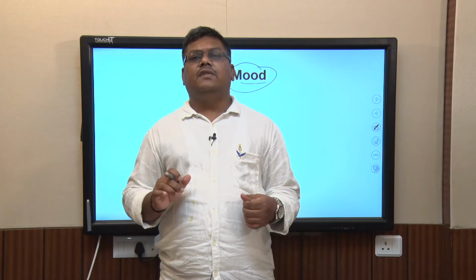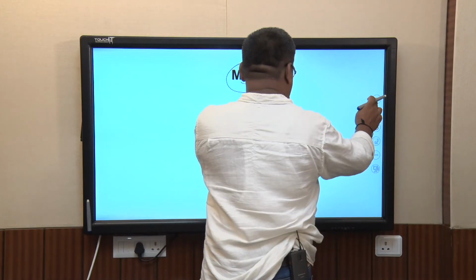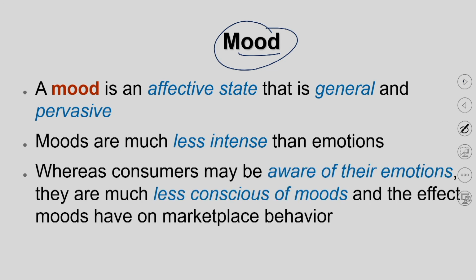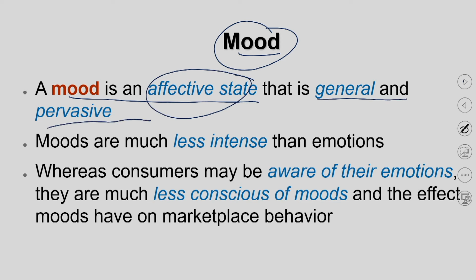The next interesting thing to look at in terms of consumer psychology or consumer behavior is mood. And so, as we discussed, what is mood? It is an unclear affective state which stays for a longer duration of time and has no specific cause. So, what is the role of mood in the marketplace? It is an affective state that is general and pervasive. It has no clear stimulus to look at, and it is pervasive as it extends for a longer period of time.